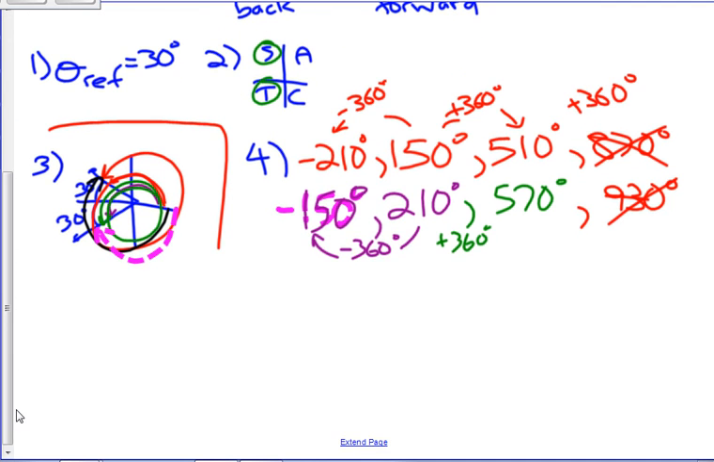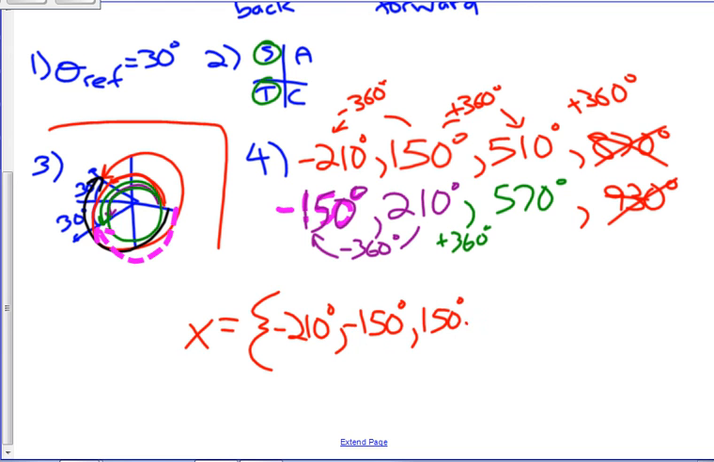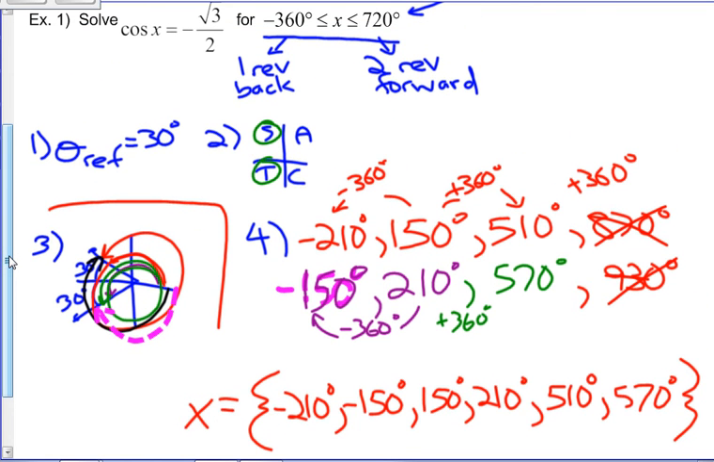The last thing we have to do is just elegantly write our solution. And you can write them in order. It's the set of negative 210, negative 150, positive 150, positive 210, positive 510, and positive 570. Between the first revolution backwards and the second revolution forward, those are all the angles that give you a cosine of negative root 3 over 2. And you could try them in your calculator in degree mode, and they would give you a cosine of negative 0.866 or negative root 3 over 2.